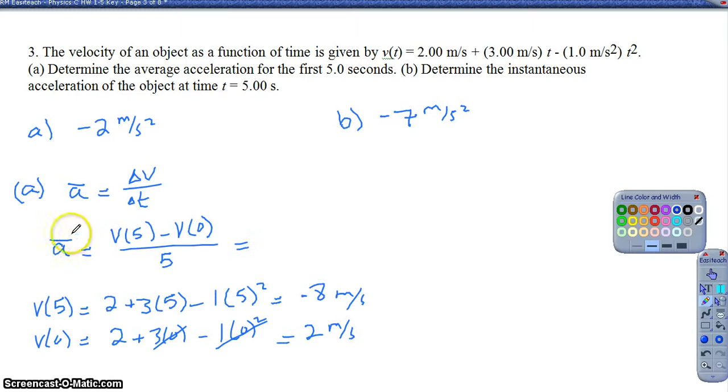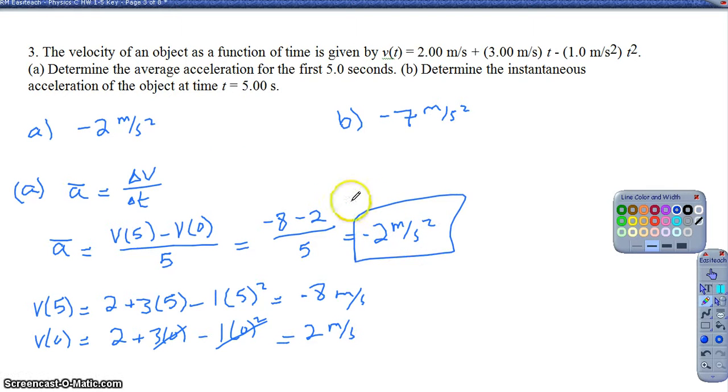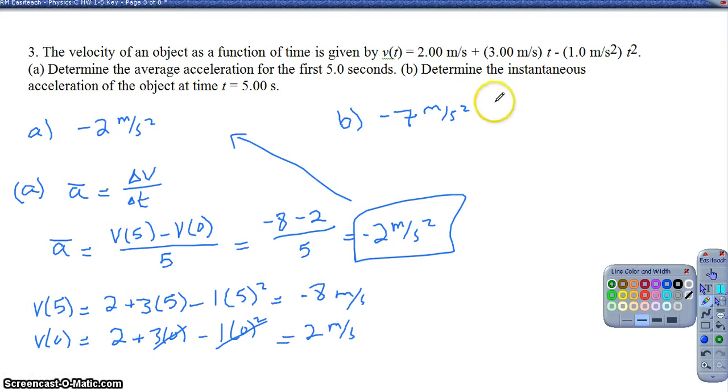So then my average acceleration, my change, would be negative 8, the final, minus 2, and make sure you are paying attention to the signs there, then divided by 5. So negative 10 divided by 5, which is where I got my negative 2 meters per second squared. Okay, so that's where I got part A from. Again, for the average acceleration, you do not use the acceleration function. However, for part B, to find the instantaneous acceleration, we do actually need to find our acceleration function.